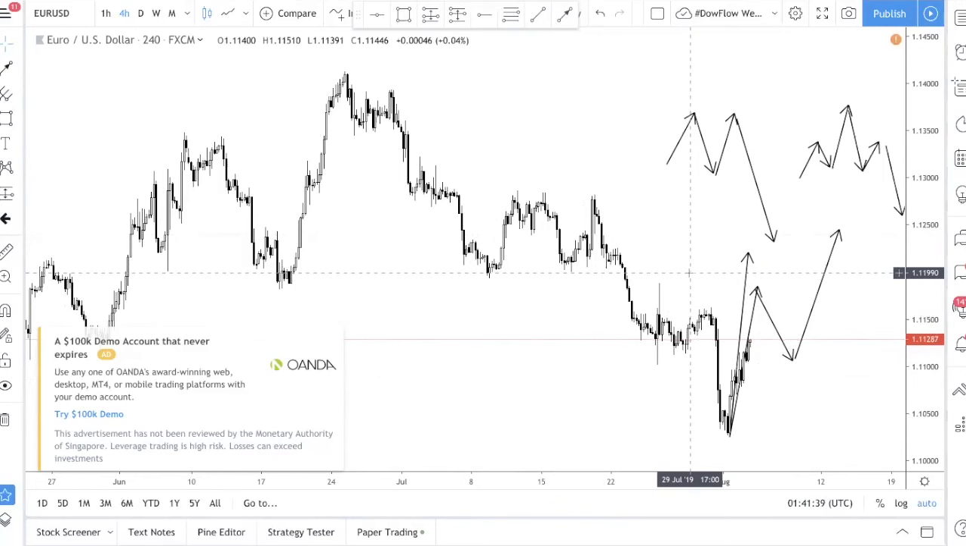Just a brief recap: we talked about trends being a higher high, higher low for a bullish trend, and a lower low and lower high for a bearish trend. In a reversal, we're always looking for a double top, double bottom, inverted head and shoulders, or head and shoulders. Okay, we'll see you in the next one.